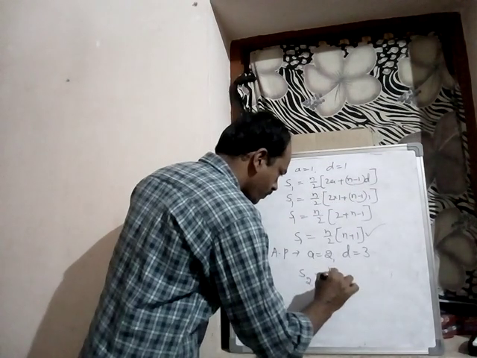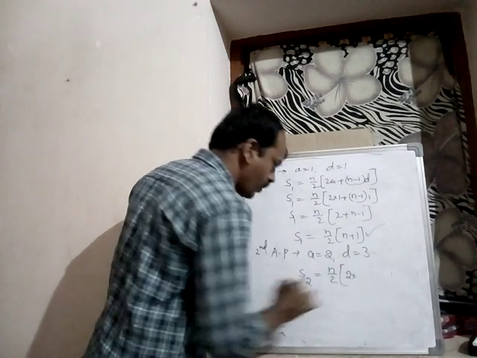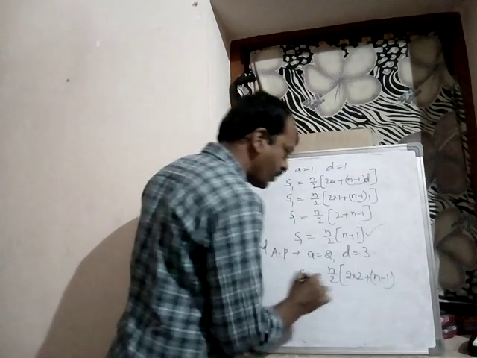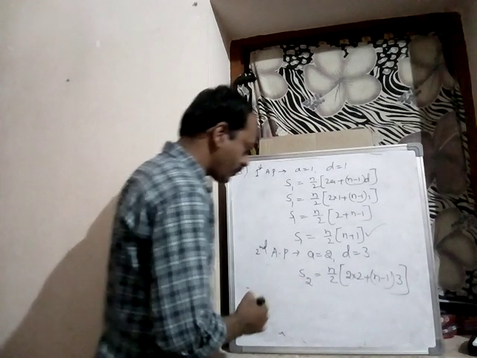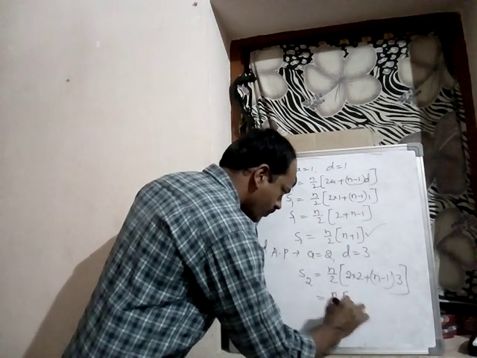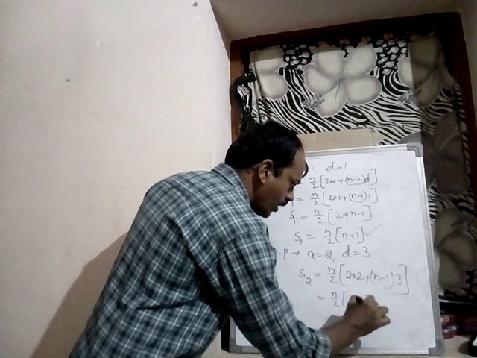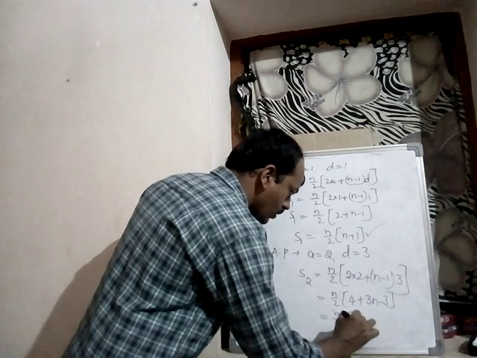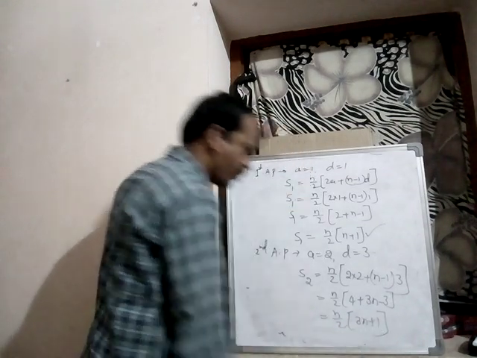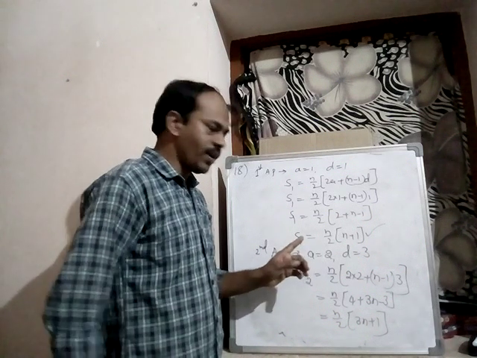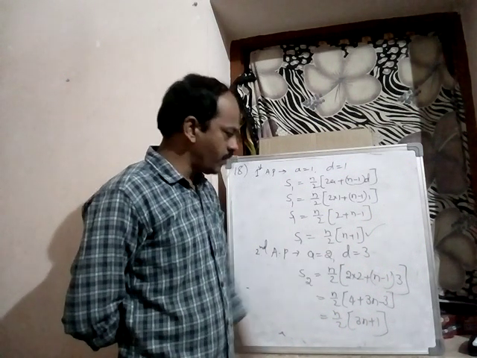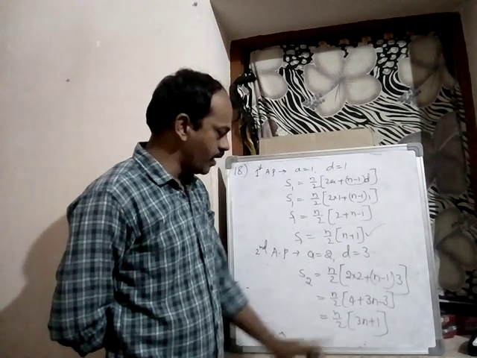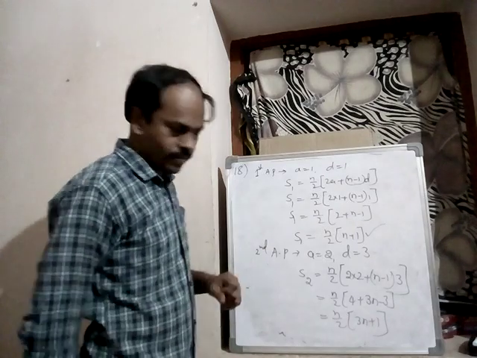So n by 2 of (2a, that is 2 into 2, plus (n minus 1) into d). d is how much? 3. So n by 2 of (4 plus 3n minus 3), which is n by 2 of (3n plus 1). In the first AP the sum was n by 2 into (n plus 1), and here it is (3n plus 1) into n by 2. You have to check it once more. Now the third one, the third AP.